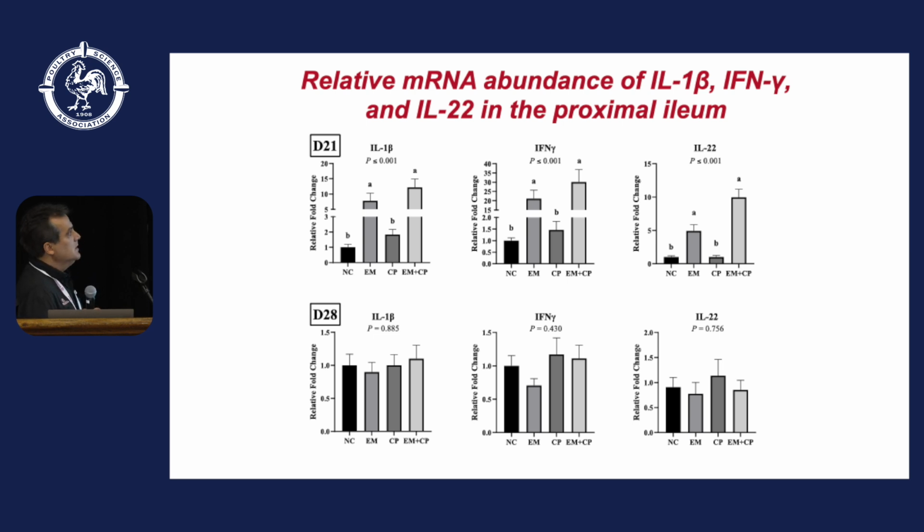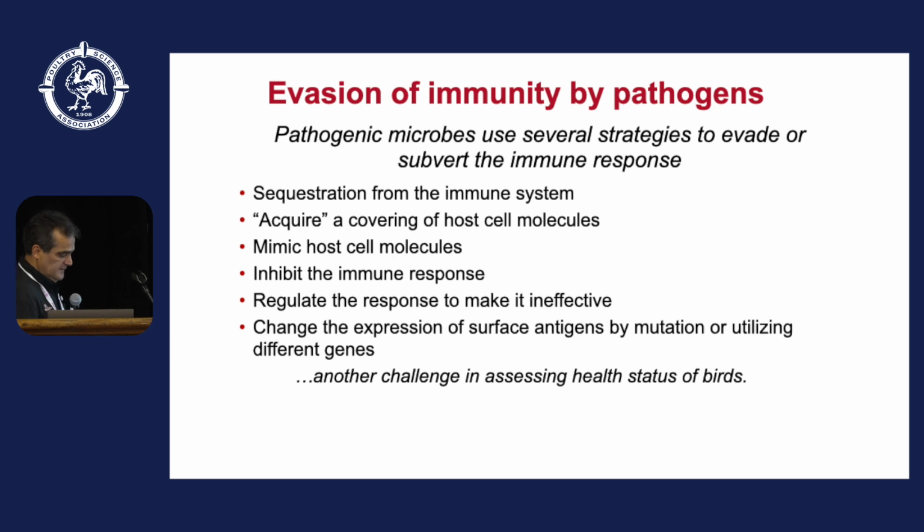Now, continuing on, very quickly here, I'm going to run through something very important that's often understudied, and that's the evasion of immunity by pathogens. And they have several ways to do that, especially coccidiosis and Eimeria parasites. And one we dealt with a little bit is to mimic the host cell molecules or inhibit the immune response and things like that.